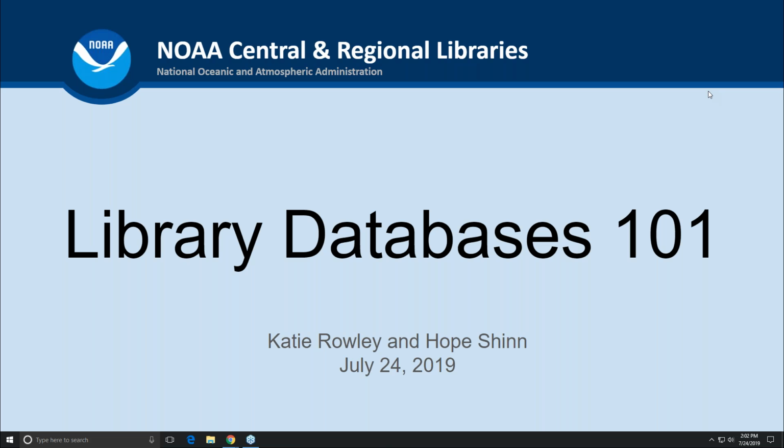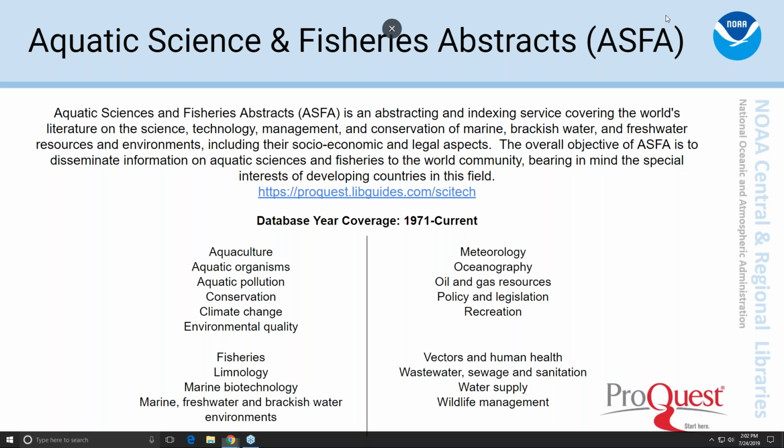So it's going to be a demonstrative presentation. We're going to be switching back and forth between slides and the live databases, and we're going to be talking about 6 of them. The first one is going to be Aquatic Science and Fisheries Abstracts. This is a database that is mainly focused on science, technology, management, and conservation of marine, freshwater, and ocean resources. It does cover some socioeconomic and legal aspects as well. But if you're working in aquaculture, oceanography, fisheries, any of that kind of stuff, ASFA, as it's shortened, would be the place you want to look.